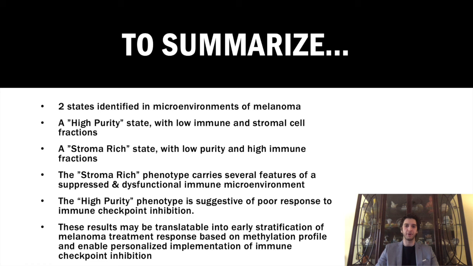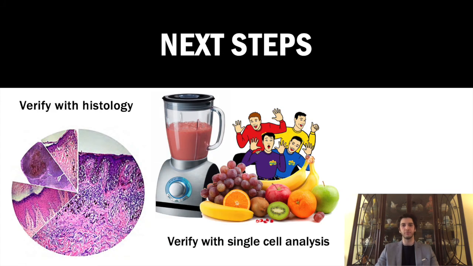We also found that the high-purity phenotype is suggestive of poor response to immune checkpoint inhibition, indicated by its ability to evade T cells. Ultimately, these results may be translatable into early stratification of melanoma treatment response based on methylation profile and enable personalized implementation of immune checkpoint inhibition. Going forward, we want to verify these findings in histological specimens, as well as verify them with single-cell analysis. And this is important, because right now, we're only looking at bulk genomic data and inferring cellular characteristics and interactions.